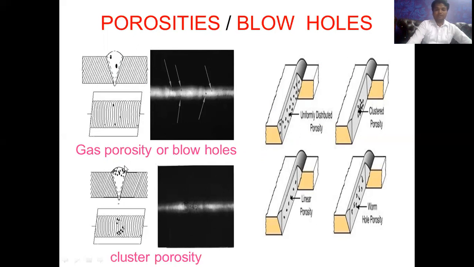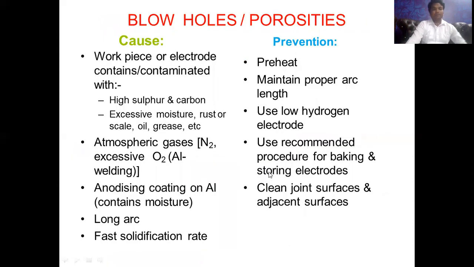We have different types of porosity: cluster porosity, gas porosity, and this porosity can be distributed uniformly. We call it uniformly distributed. If these are distributed at a juncture, we call it clustered porosity. And if they are distributed linearly, we call it linear porosity. If they are distributed in a wormhole pattern, we call it wormhole porosity.